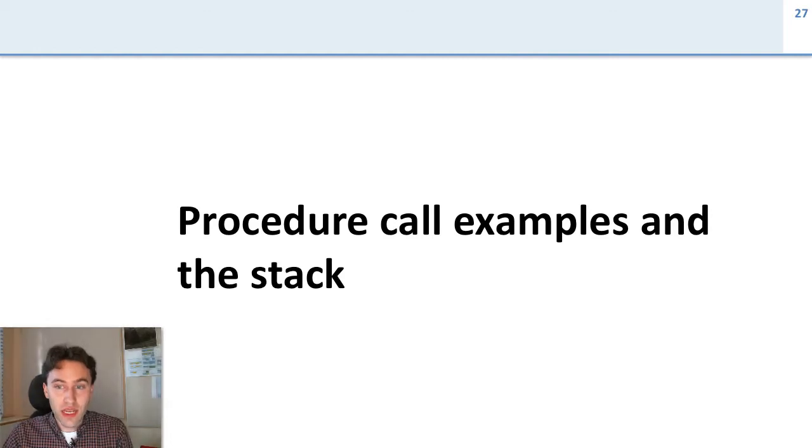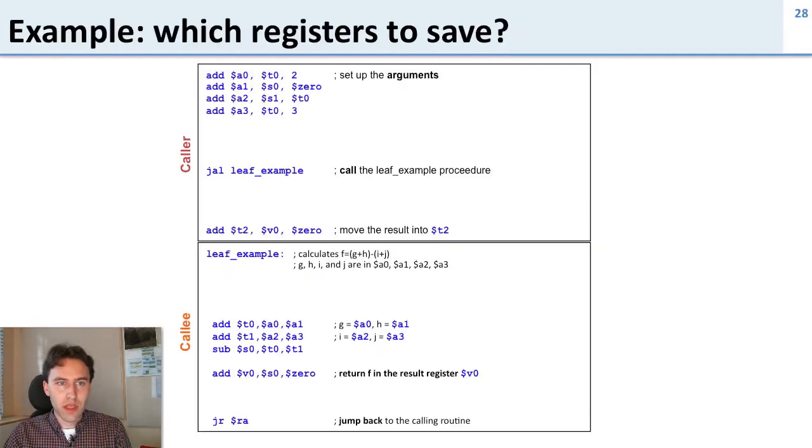Now we're going to give some examples of how you do a procedure call, and we're going to talk a little bit more detailed about how the stack works. So here we have some code. We have a caller and a callee, and we want to take a look at which registers each one of these needs to save. So let's take a look at the caller first.